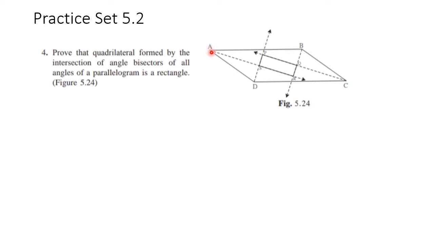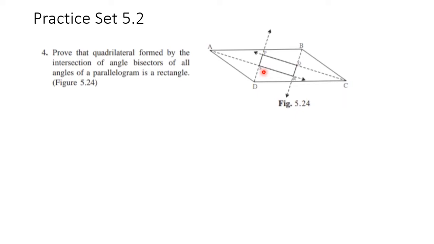So this is a parallelogram ABCD. We need to prove that these are the angle bisectors, that is BAD's angle bisector is this. ADC's angle bisector is this. BCD's angle bisector is this. And angle ABC's angle bisector is this. So that the figure formed by these angle bisectors, the figure PQRS, is a rectangle, that we need to prove.